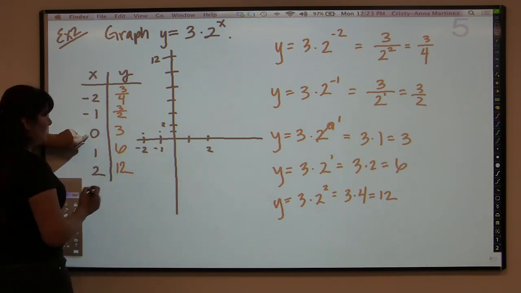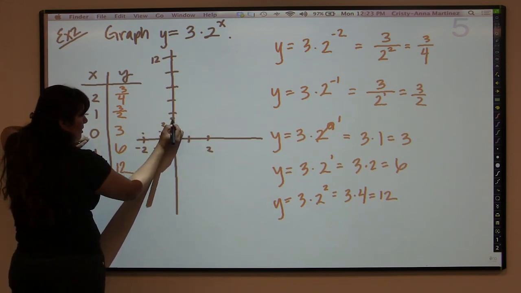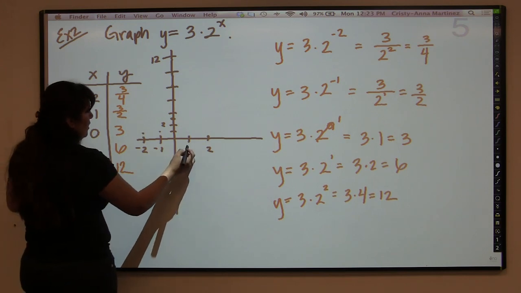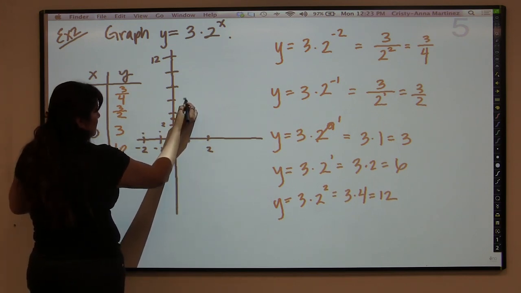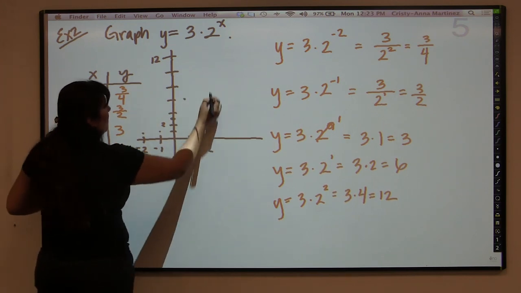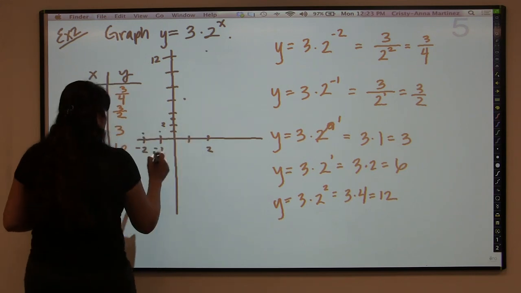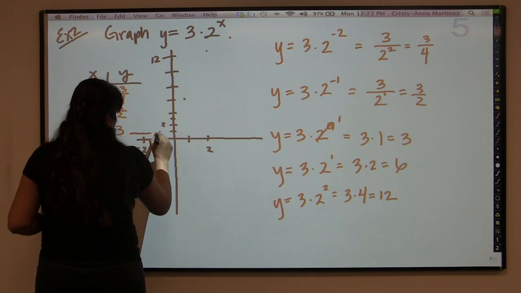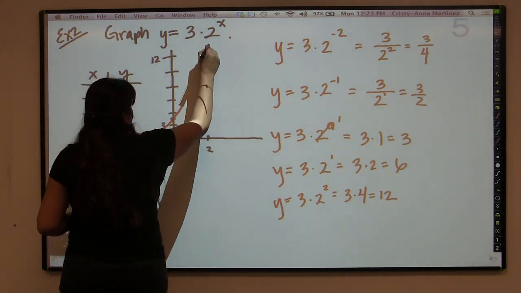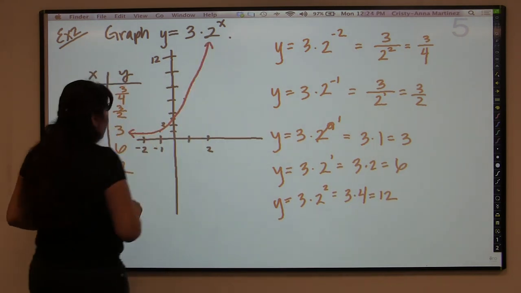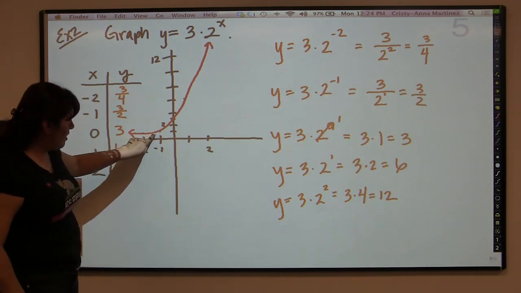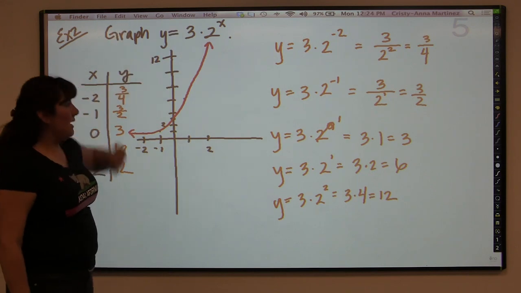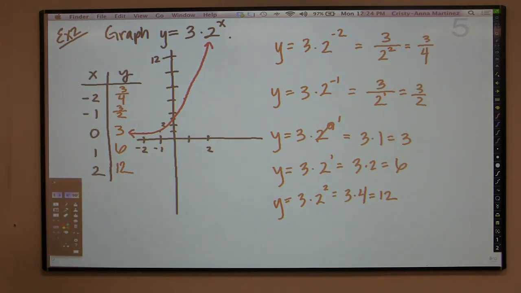And then when x is 0, we're going to get 3, and that's going to be right in the middle of 2 and 4. So there's that guy. When x is 1, we're going to go to 6, so 2, 4, 6. And when x is 2, we're going to be all the way up at 12. So basically, you're going to get a graph that looks like that. And again, you can see how it starts off really small, increasing at a really small rate, and then it just starts getting really big. Okay, so that is your graph.